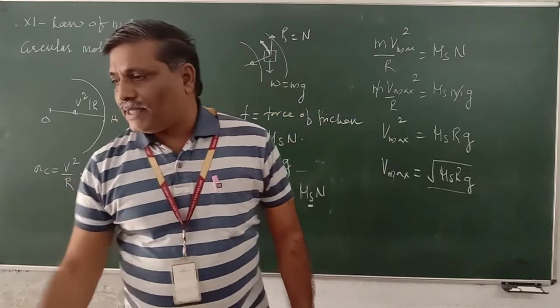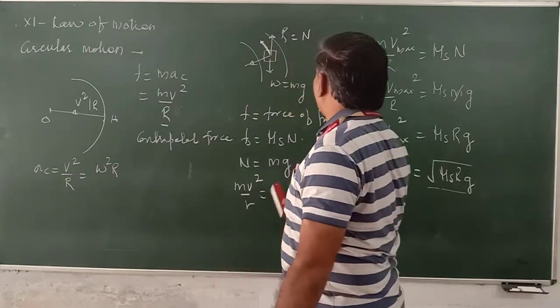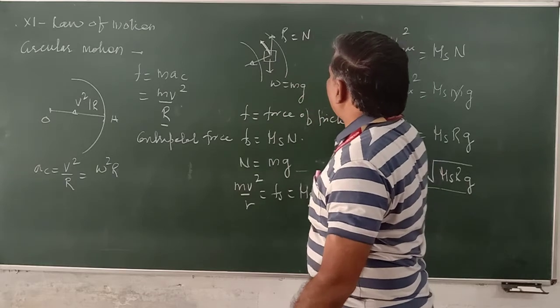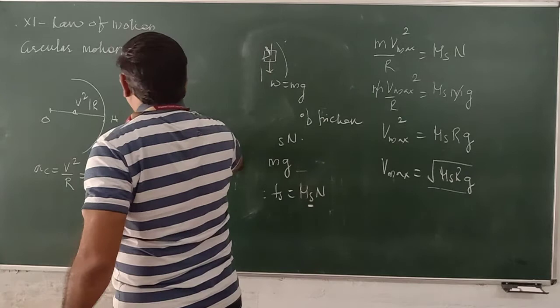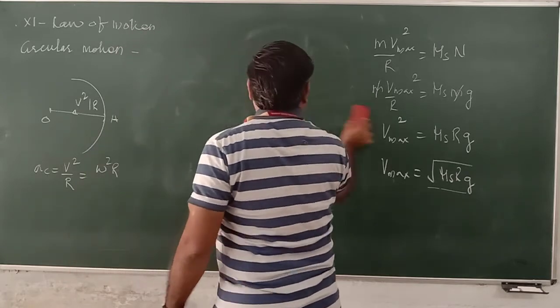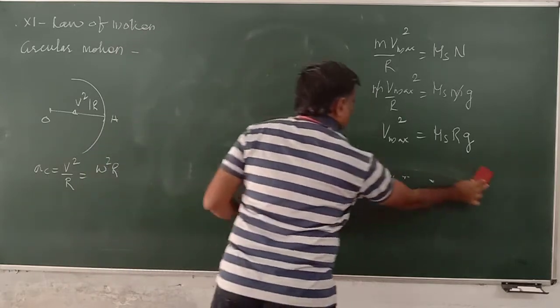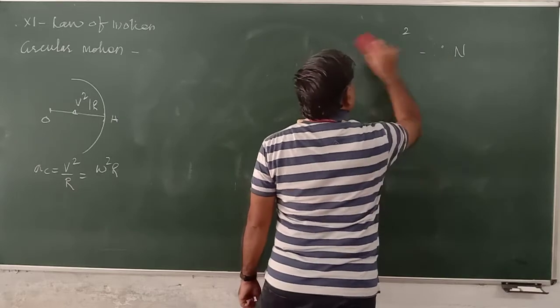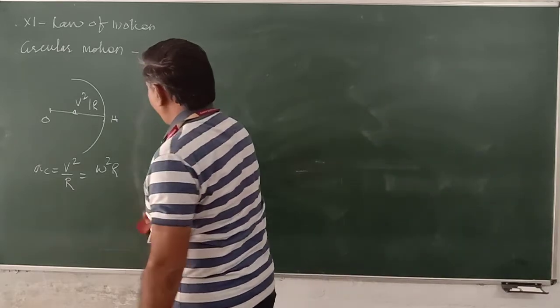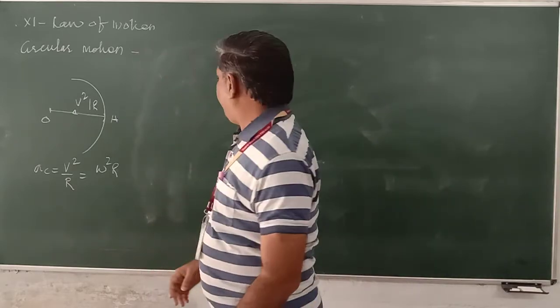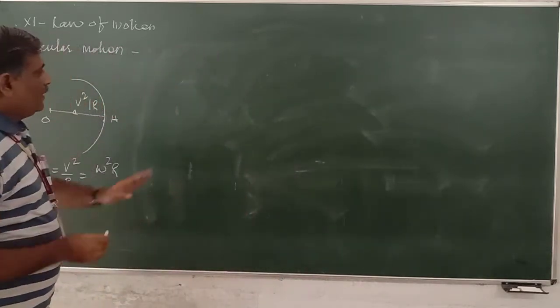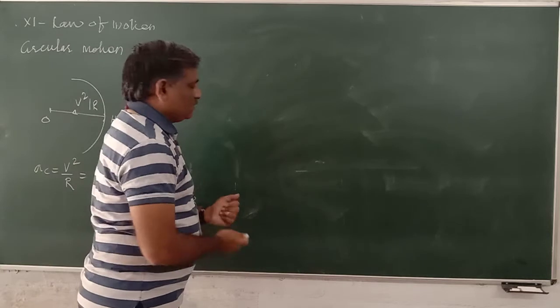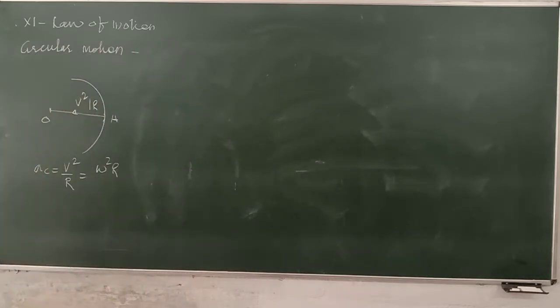Another way is called banking of the road. This one was the friction, and the second case is banking of the road. What is the meaning of banking of the road? Let's see. In the case of banking of the road, we can see this.